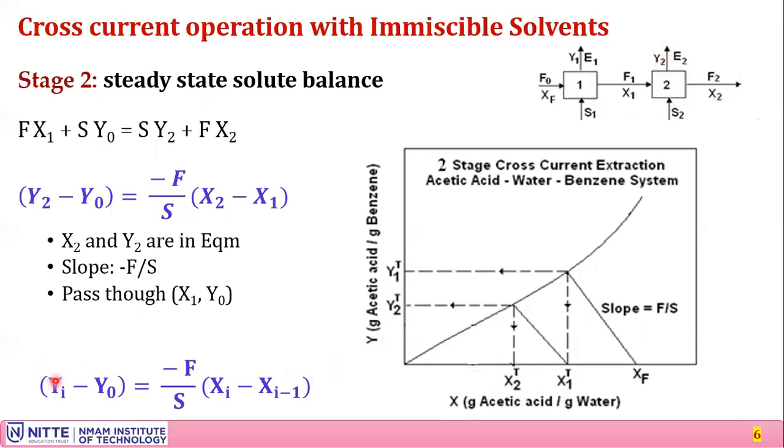So generalizing, for any ith stage you can write it as yi minus y0 is equal to minus f by s, xi minus xi minus 1. So it's the most general form of the operating line for cross current operations. Remember, we have dealt with only immiscible solvents. In case there are partially miscible solvents, the case will be slightly different.